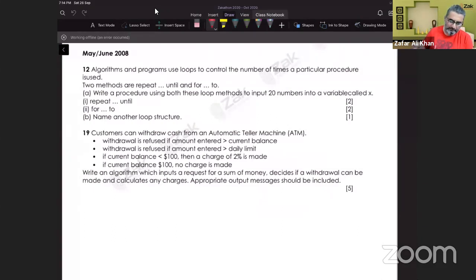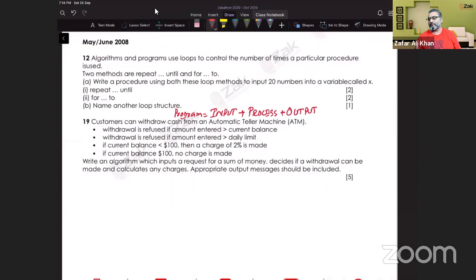All right, so let's start. Every program that you write has got input plus process plus output. Input, process, output. So if it has not asked for input, we would have to make input. Customer can withdraw cash from an automatic teller machine. So start by input cash amount.